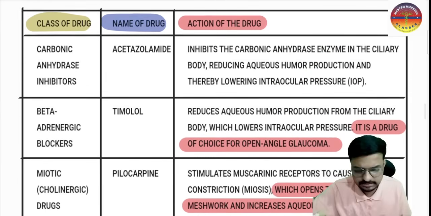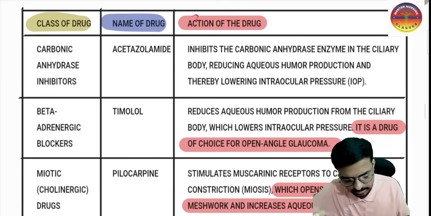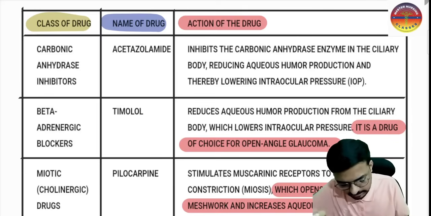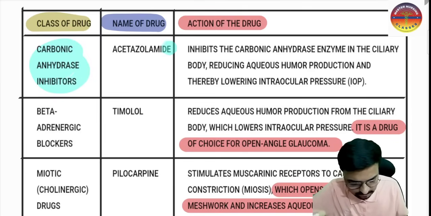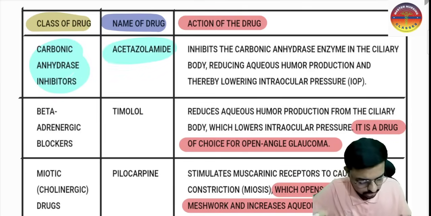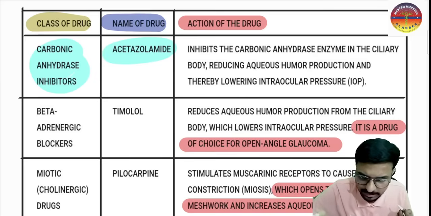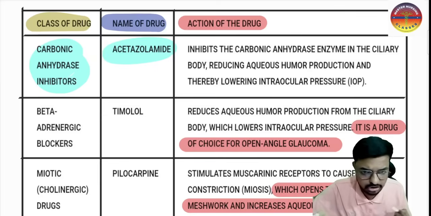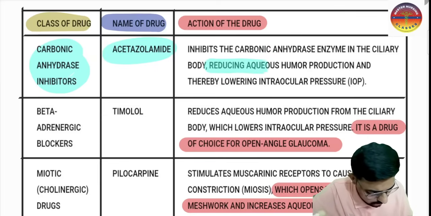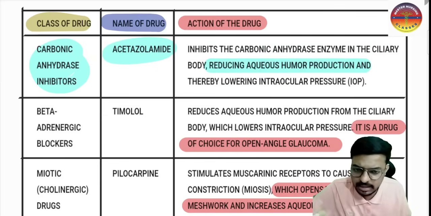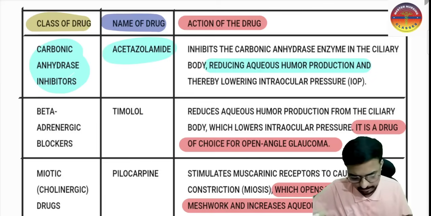Okay, so you can see here we have the drugs which we are using in the treatment of glaucoma. That is the carbonic anhydrase inhibitor, acetazolamide. It inhibits the carbonic anhydrase enzyme, which is responsible for the production of the aqueous humor. Whenever we inhibit the carbonic anhydrase enzyme, this prevents the production of aqueous humor. It reduces aqueous humor production and thereby reduces the intraocular pressure also.